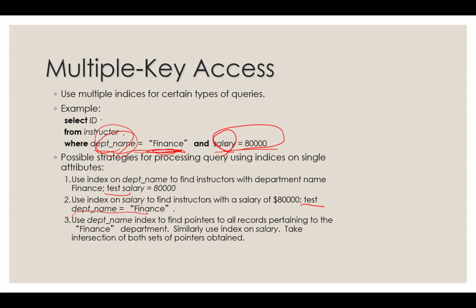Or you could use the department name index to find the pointers to all the records pertaining to the finance department, and similarly have an index on salary. Then whatever was returned from both, you just take the intersection of the two sets.